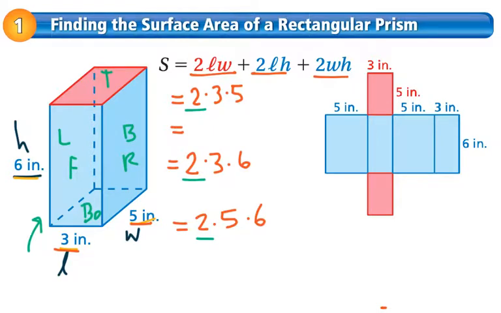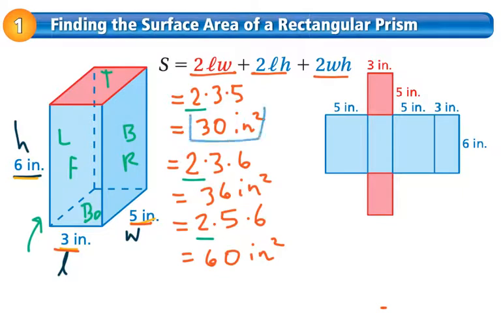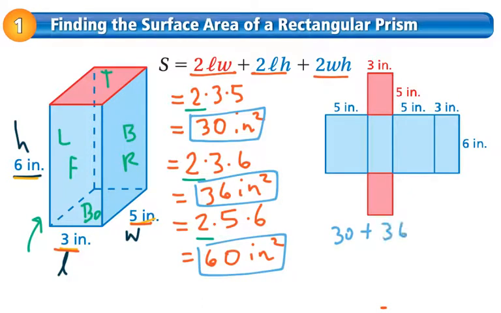2 times 3 times 5 should be 30, and in this case it is square inches. And 2 times 3 times 6, well, that's 36 square inches. And lastly, we have 2 times 5 times 6, and that should be 60 square inches. Then remember that to find surface area, we're finding the sum of all of our surfaces, so we do need to add up these pairs that we have here. So 30 plus 36 plus 60, which leads us to a total surface area of 126 square inches.